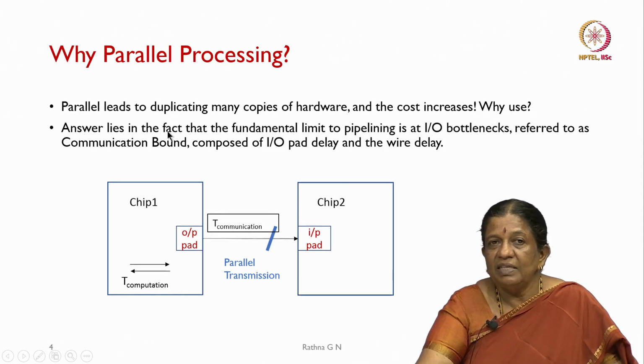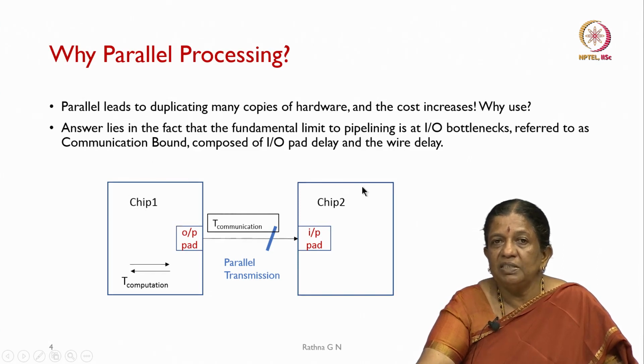We say the answer lies in the fact that the fundamental limit to pipelining is at IO bottlenecks. That is referred to as communication bound, composed of IO pad delay and wire delay. So, in this case you know chip 1 and chip 2 are there. Between the 2 chips, this is the communication delay that we are going to have.